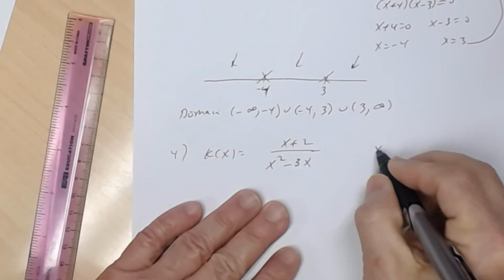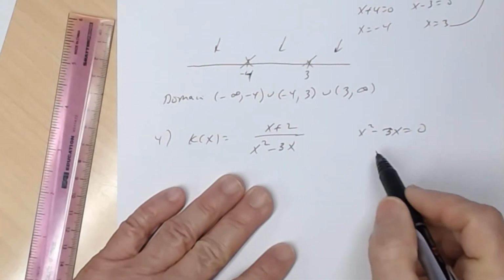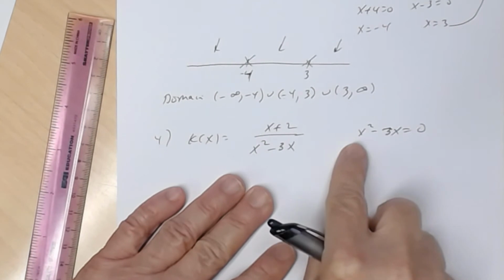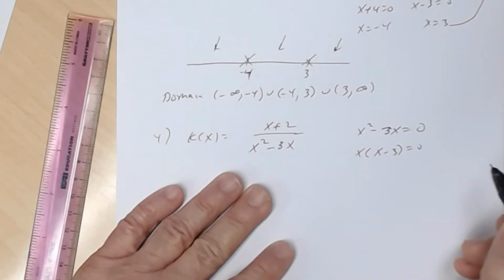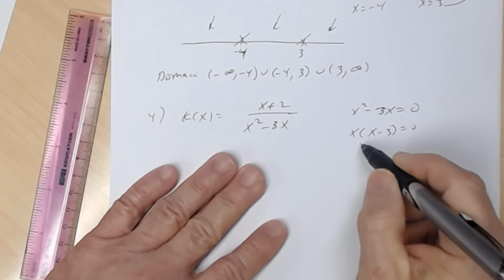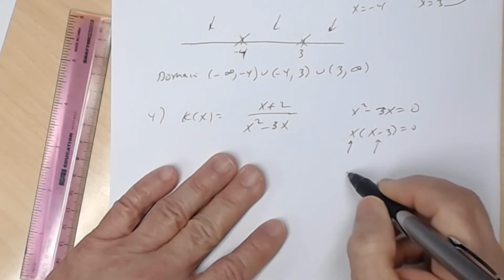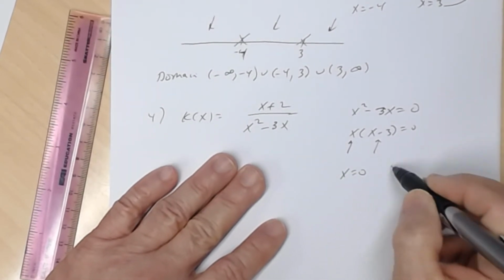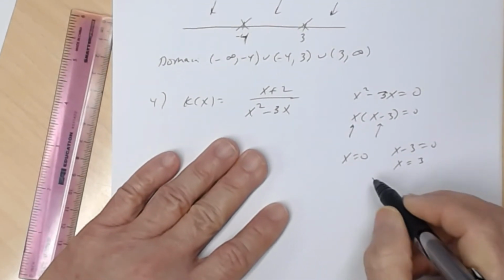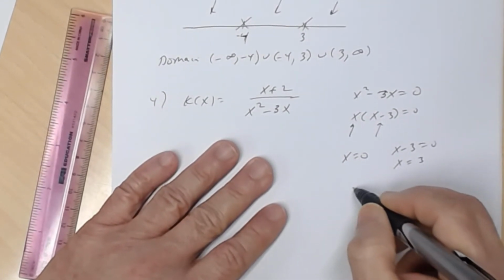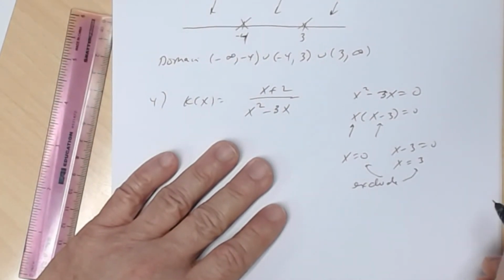So I've got to figure out where x squared minus 3x is equal to 0. All right, so let's factor this. The GCF is x. I can factor out an x. I get x times x minus 3 equals 0. So how many factors do you see? There are 2 factors. So let's set each one equal to 0. So x equals 0, and over here, x minus 3 equals 0, which means x is 3. So I found the values I need to exclude.